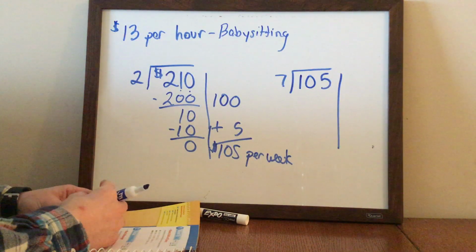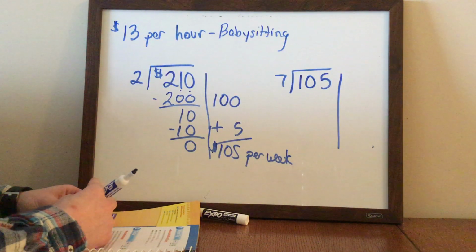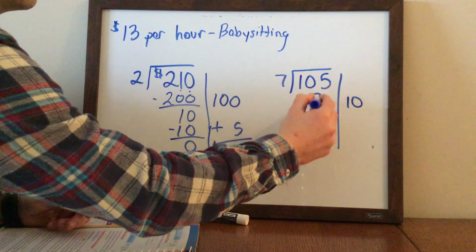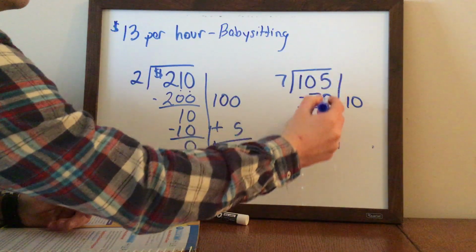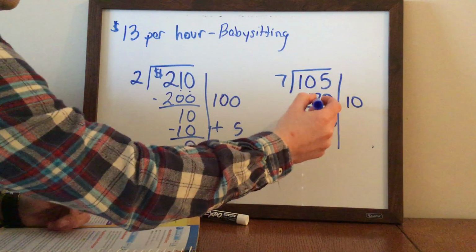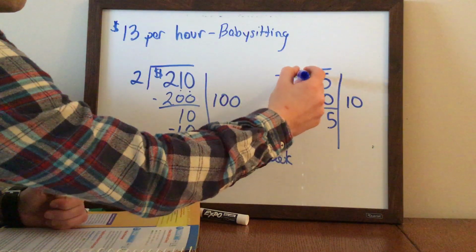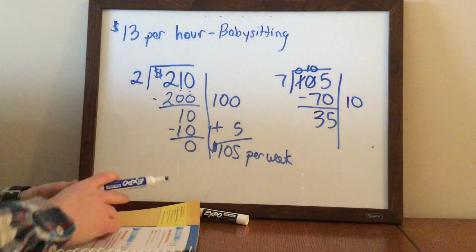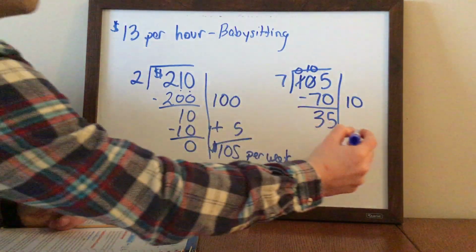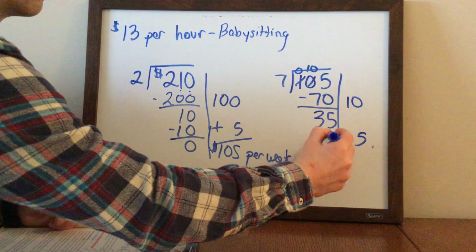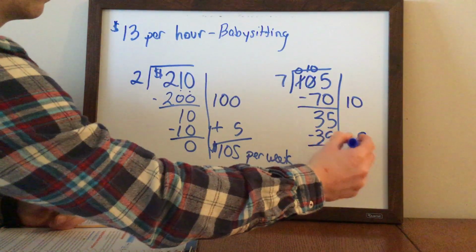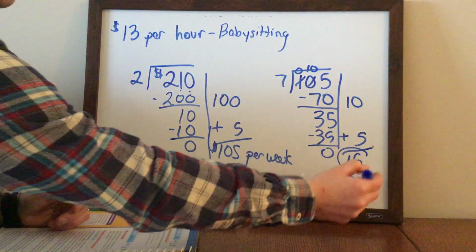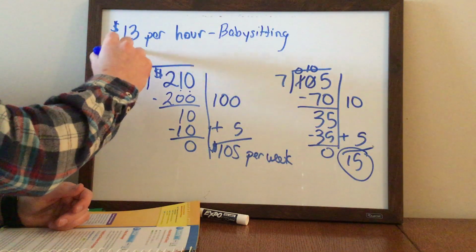I would probably start with 10 here. If you know your 12s, you could start with 12. Let's just start with 10 and see what we get. That's 70. So 5 minus nothing is 5. 0 minus 7 you can't do, so this becomes the 0. This becomes 10. 10 minus 7 is 3. So 7 goes into 35 5 times, and I know I'm done. So that means that the summer camp job would earn $15 per hour.